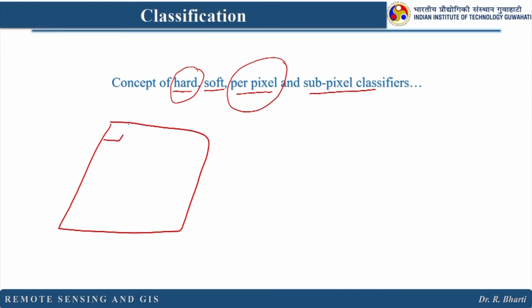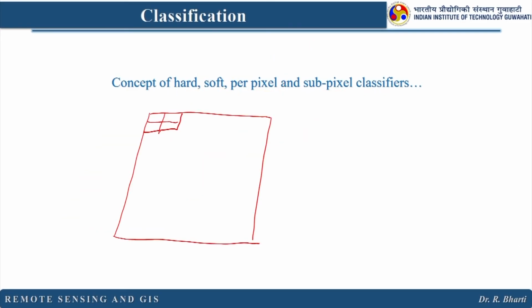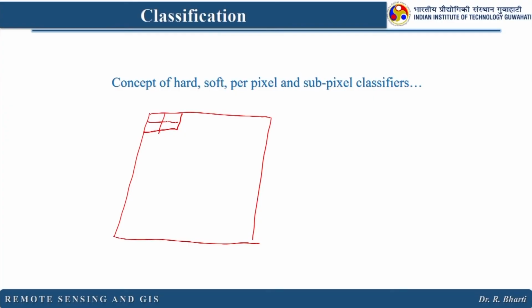So here, if I am talking about these two classification techniques, that means each pixel of this image will be classified into a different category, and one pixel can have only one class, right? It cannot have two classes at a time. When we are talking about soft classification or soft classifiers, or subpixel classifiers, then we can have 2 or 3 different classes within this particular pixel, right.